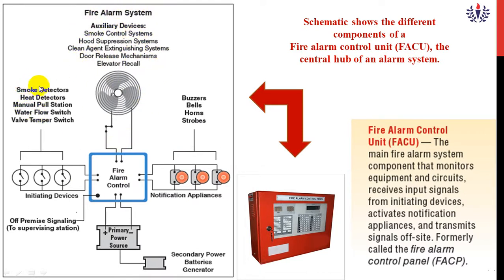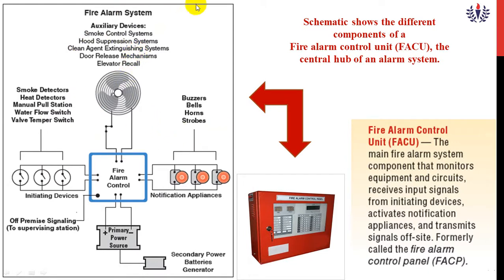For example, if you take a smoke detector, a smoke control system is needed. If you take an air suppression system, we need a wood suppression system. Also, if you want to identify dust particles in the air, we need clean agent extinguishing systems and a door releasing mechanism, because for each and every detector we need a control device.